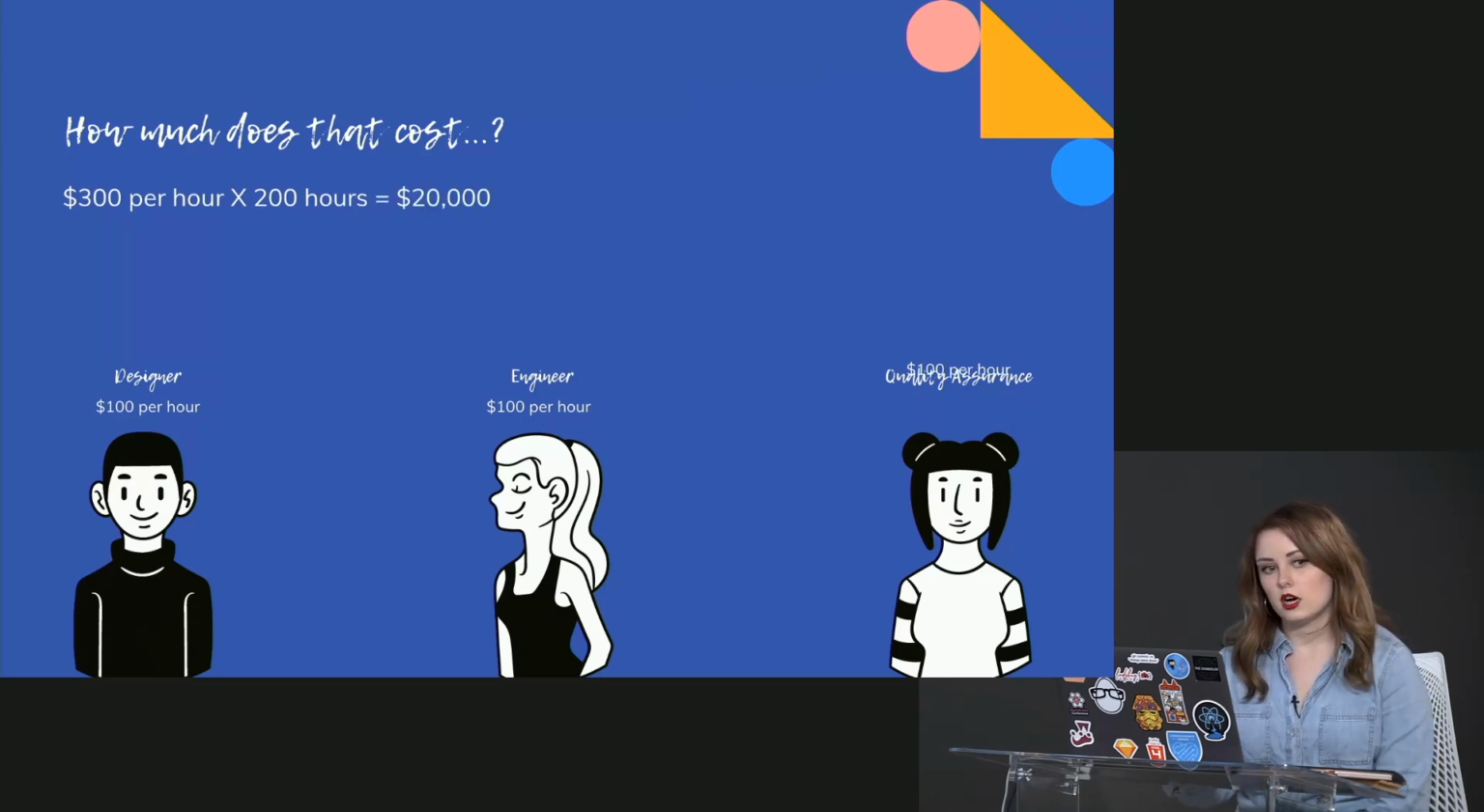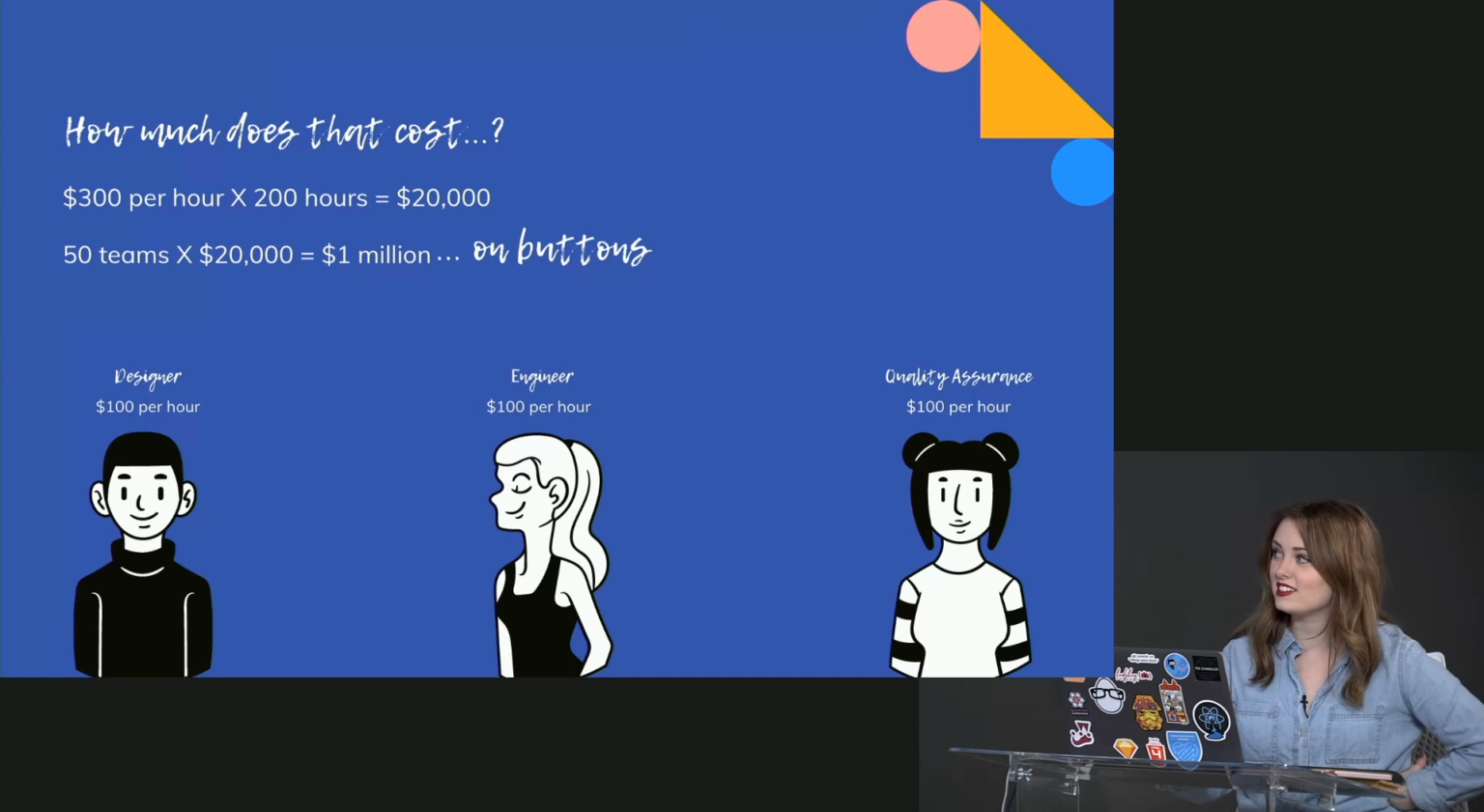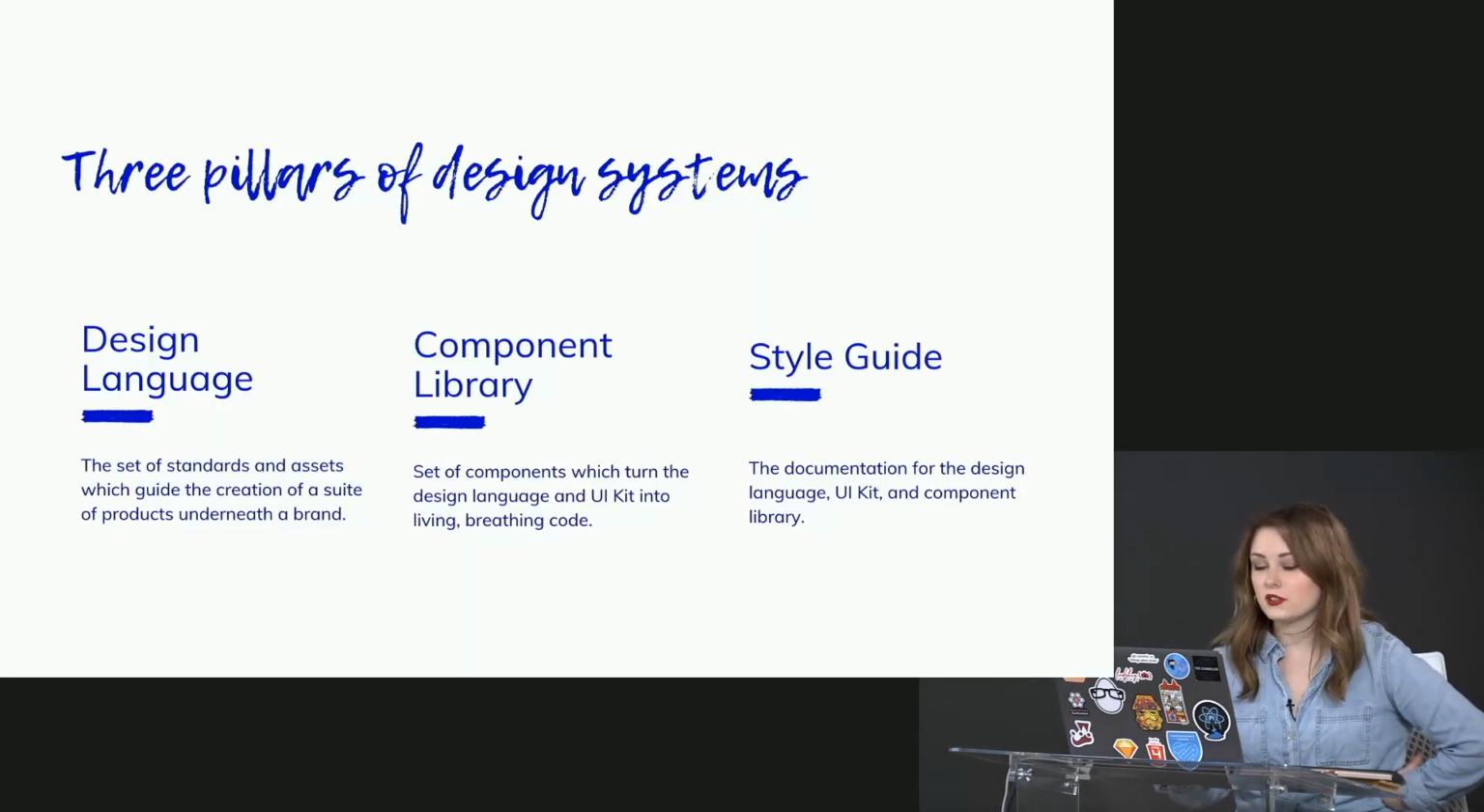That's $20,000. And if you have 50 teams, like if you work at a large enterprise company like IBM or Google, if you have 50 teams building buttons, that's a lot of money. That's $1 million that you're spending on buttons, which is utterly absurd to me. So you really need a design system.